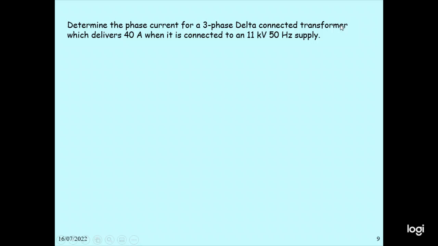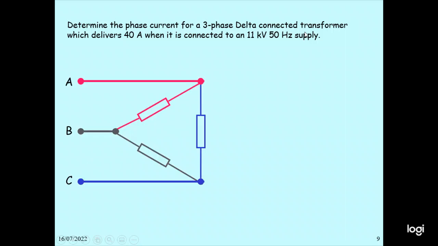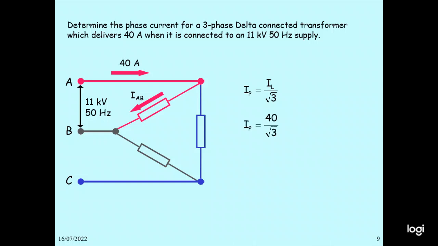The next problem: determine the phase current for a three-phase delta connected transformer, which delivers 40 amperes when connected to an 11 kV 50 hertz supply. In this case, this is the ABC delta connection. The line voltage is 11 kV, 50 hertz, and the line current is 40 amperes. Then we calculate IAB, the phase current: line current IA divided by root 3. So I phase is equal to 40 by root 3, and you get 23.1 amperes.